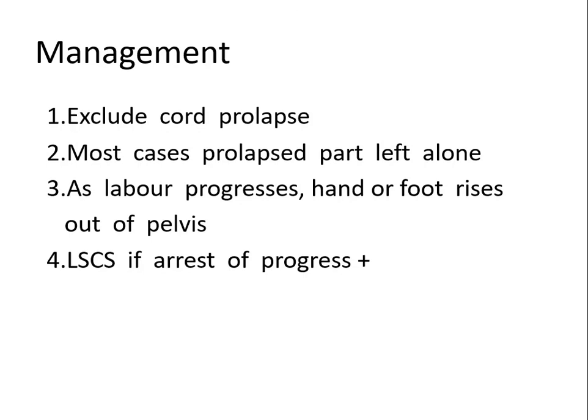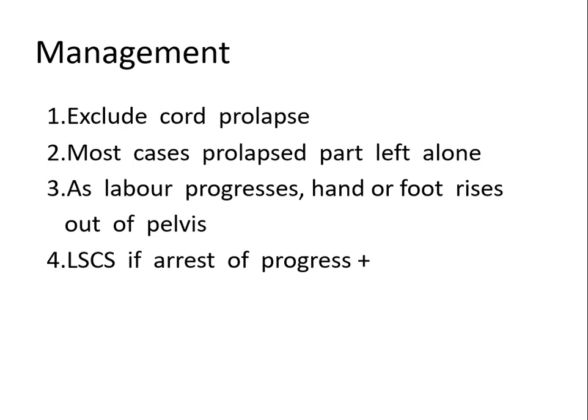Most important is you exclude any cord prolapse. If membranes have just ruptured and you've done the pelvic examination and you feel the cord, and the prolapse has occurred and the cord pulsations are still present, then immediately you must take up the patient for a cesarean section because you cannot lose any time. If you delay it for even a few minutes, the cord pulsations will disappear. That is, the blood supply to the fetus will stop, and then fetal death will occur. So, if you want to save the fetus here, immediate cesarean section must be done. So always when you do the pelvic examination, you rule out the cord prolapse.